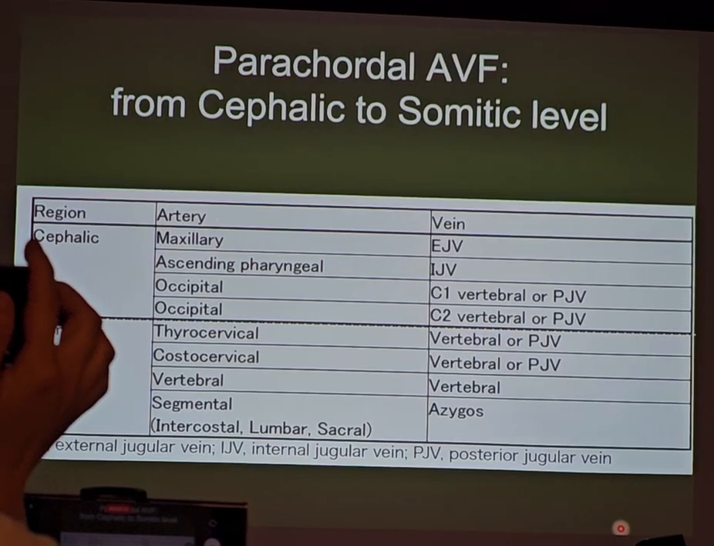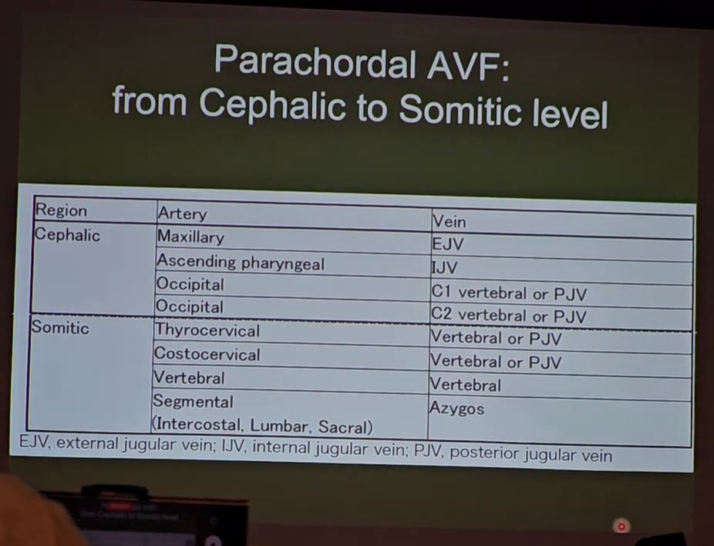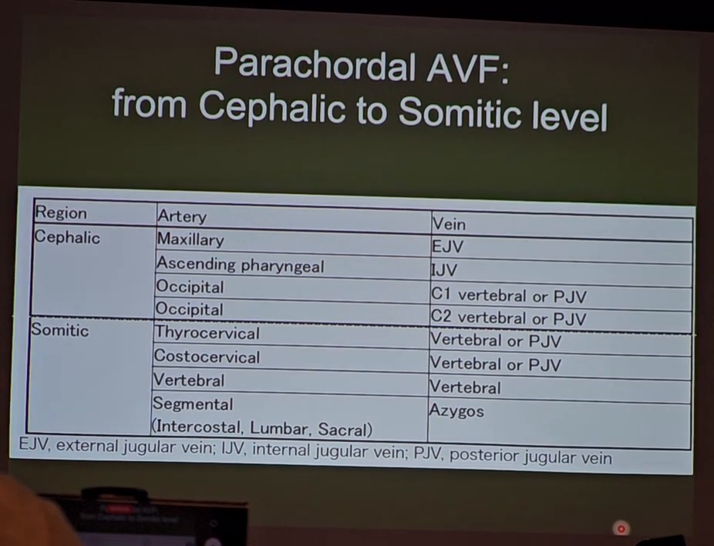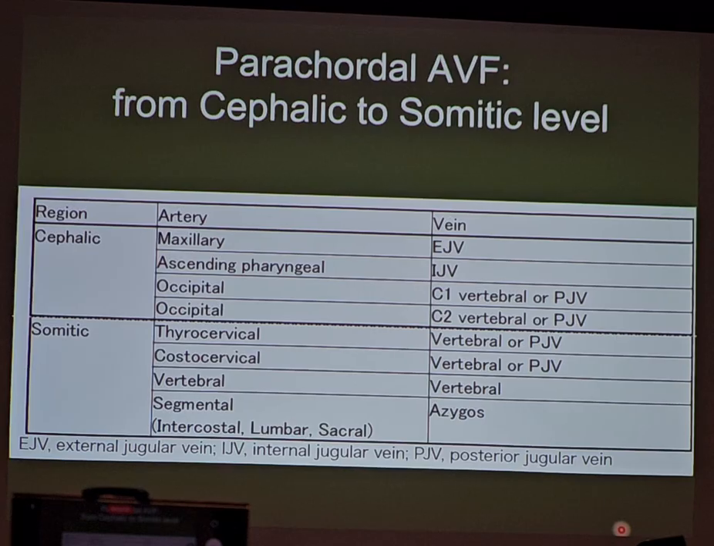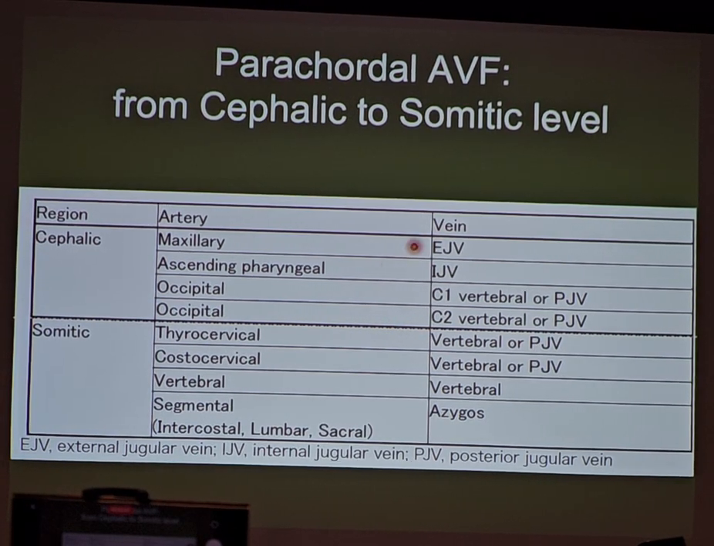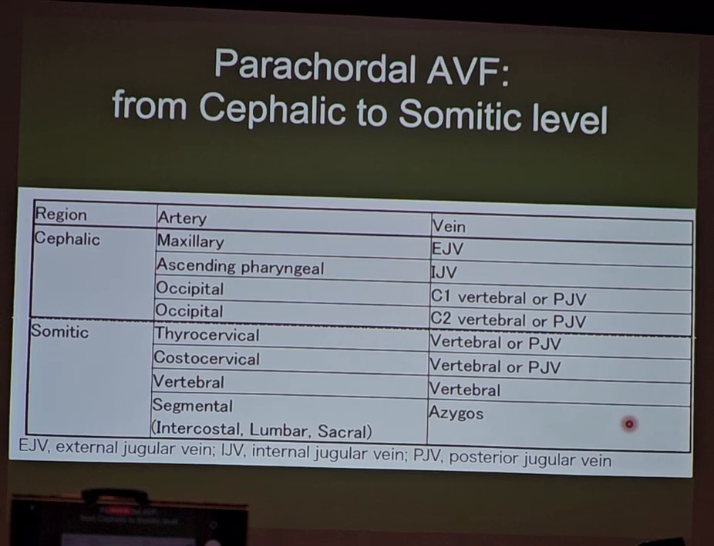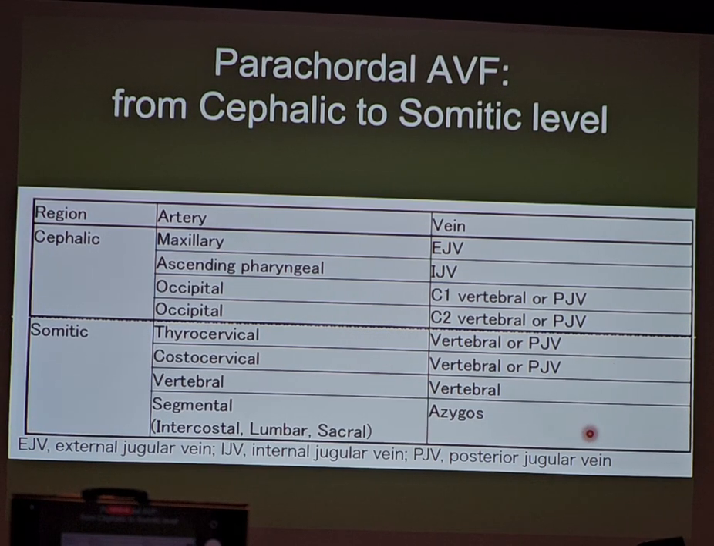So what could be seen at the cephalic versus somatic level? We will show you examples starting from the internal carotid artery itself, the maxillary artery, and the inferior occipital artery, and the related veins could be the external jugular vein, internal jugular vein, and posterior jugular veins. At the somatic level, the segmental arteries are related mostly to the vertebral venous plexus or the posterior jugular veins.